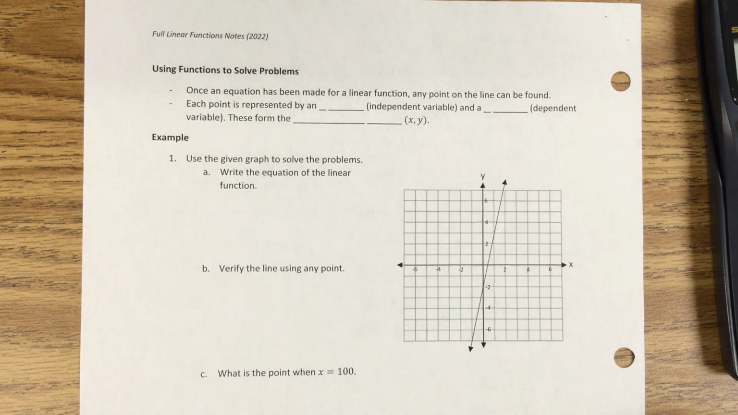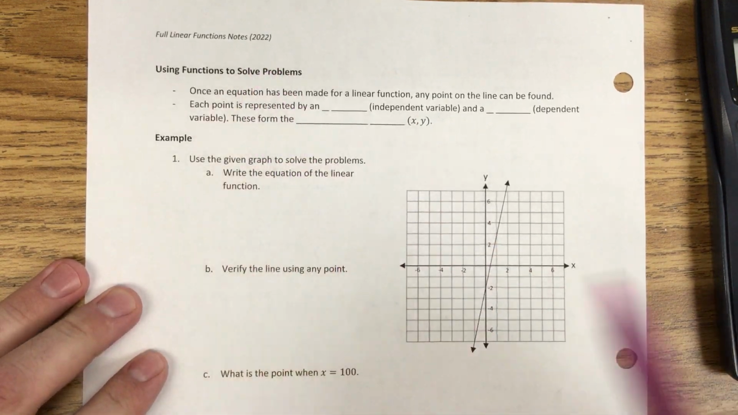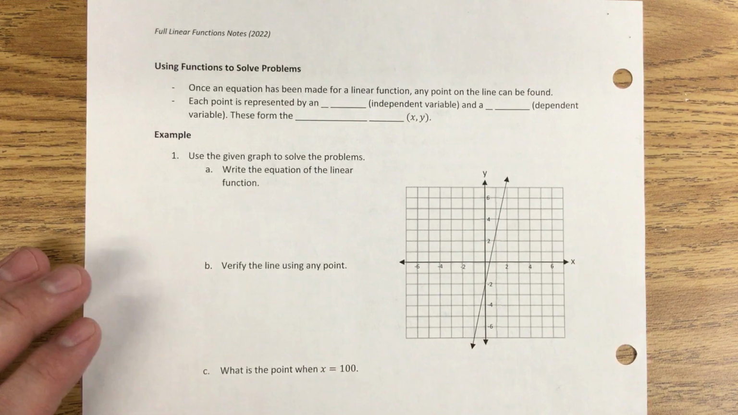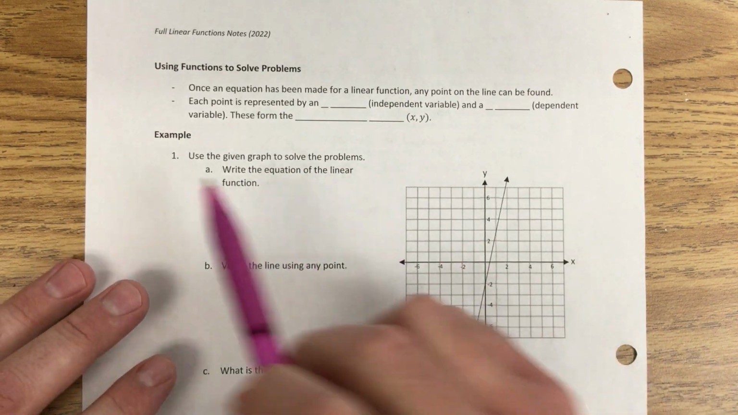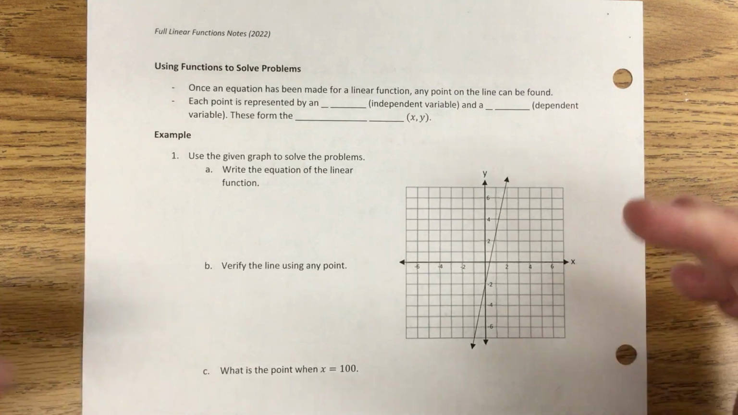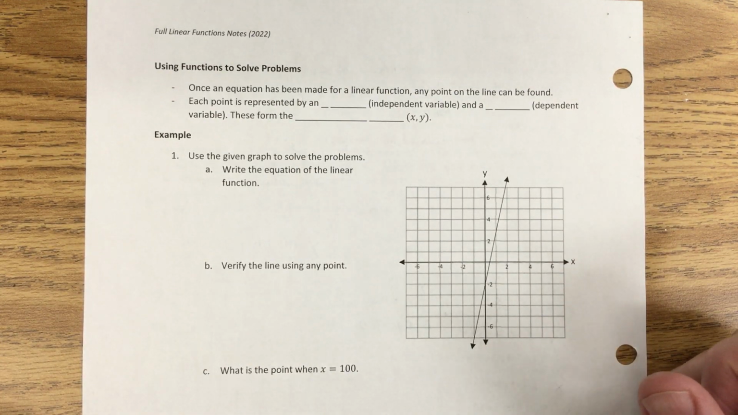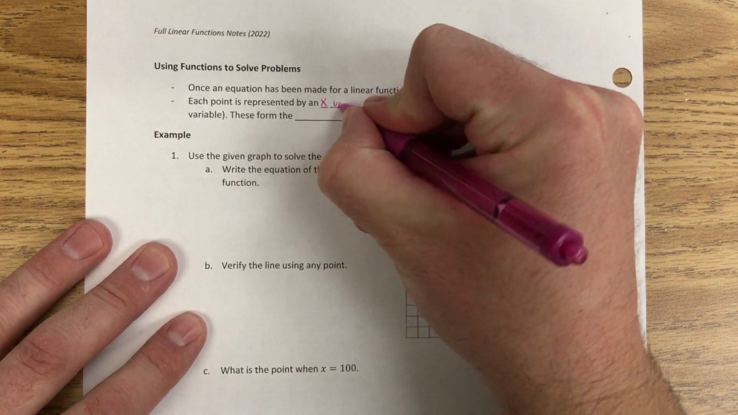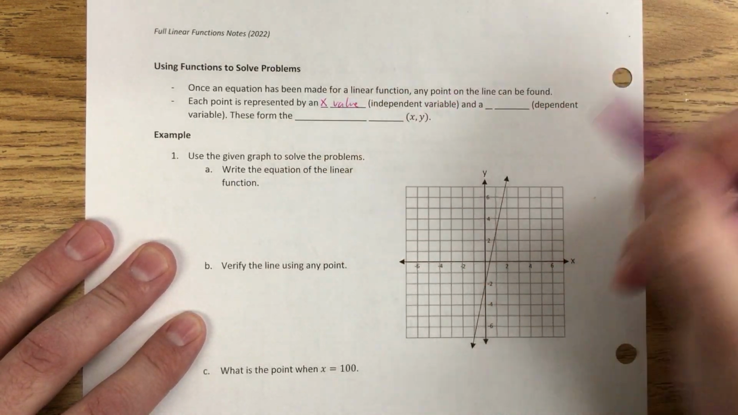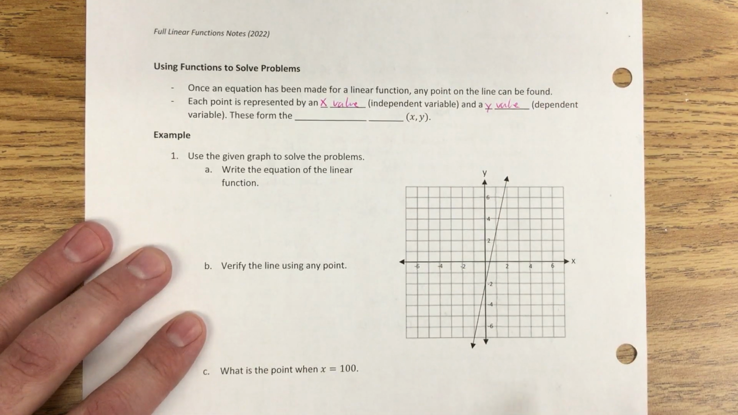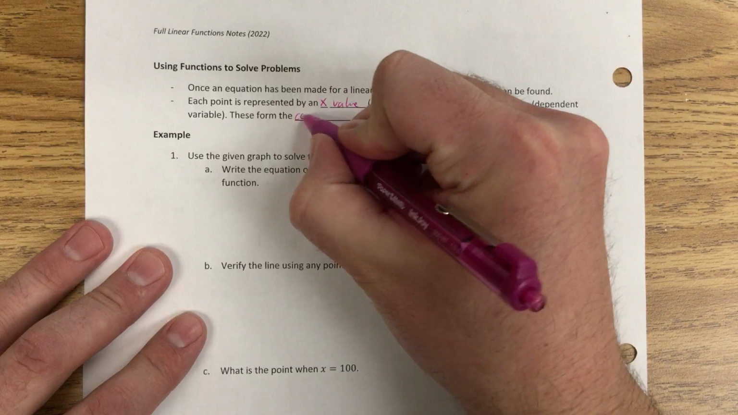So when we're using equations, and specifically linear functions, we can use them to solve problems that involve a pattern and coming up with the next step or the next point. Like I said, once an equation has been made for a linear function, any point on the line or in the pattern can be found. Each point is represented by an x value, which is the independent variable, and a y value, which is the dependent variable. Again, these form a coordinate point.